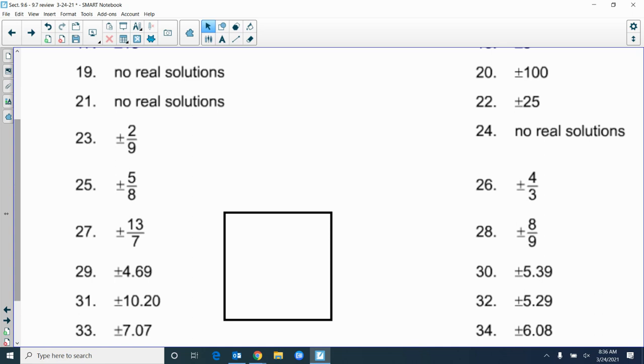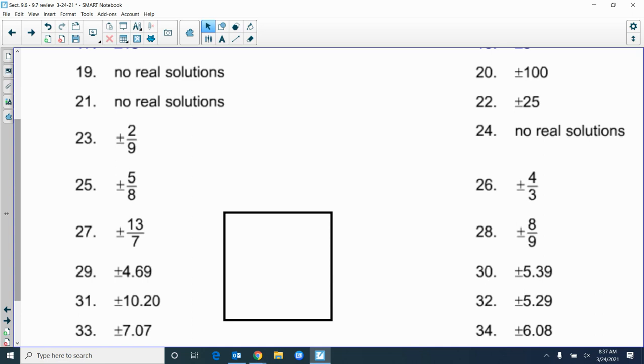So for 29, 31, and 33, it will tell you to round. So you want to have the decimal there. And we will tell you the same thing on the quiz. It'll say round to the nearest hundredth. Other than that, it should be a fraction or a whole number.